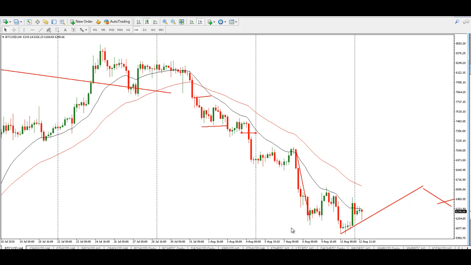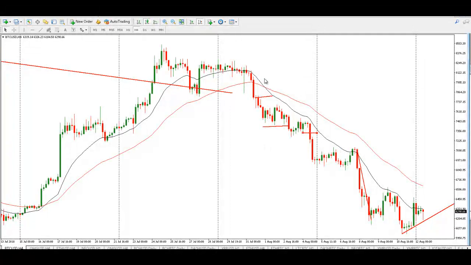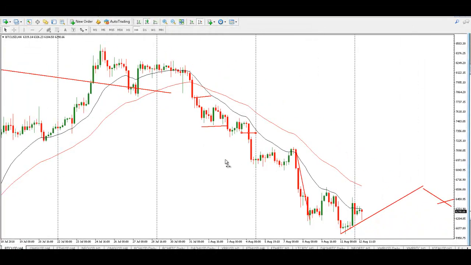So if you want to wait for this thing to travel to the 50, yes, that'd probably be your best bet. But the market has been going straight down, and sometimes when the market goes straight down like this with a lot of pressure, it doesn't go to the 50 moving average. It only goes to the 20 moving average.